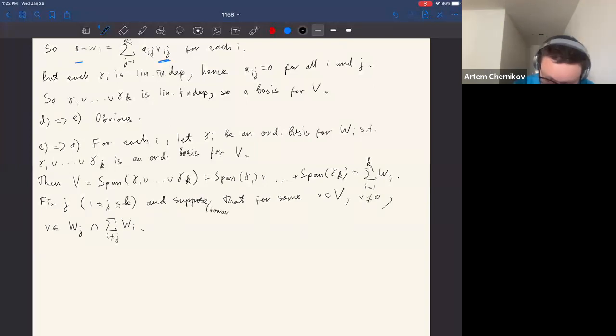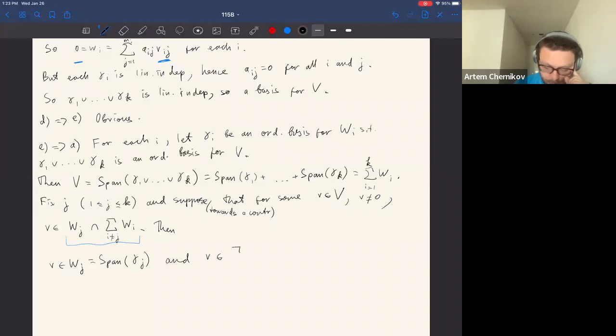So we suppose this towards a contradiction. Because to prove A, we have to show that it's impossible. We have to show that each intersection of this form in fact only contains the zero vector. So assume we have some non-zero vector in this intersection. Then v belongs to Wj, which we know is the span of gamma j. On the other hand, v belongs to the sum over all i not equal to j of Wi, which is the same as the span of the union of the gamma i over all i not equal to j. So we have these two properties of v.